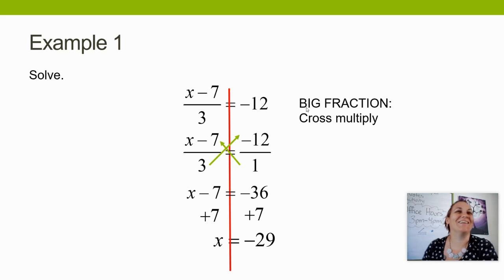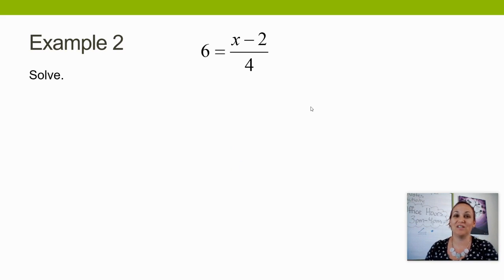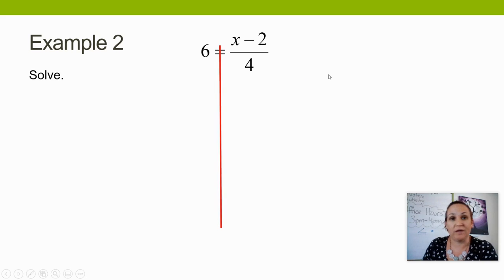All right, let's try one more problem like this with a really big fraction. Now, it's really important on these problems that the fraction takes up the entire side of the equal sign. There's nothing else that's not part of the fraction. So that's kind of the defining feature of this problem. We've got a huge fraction, the entire side of the equal sign. And again, we're going to do cross multiplying.